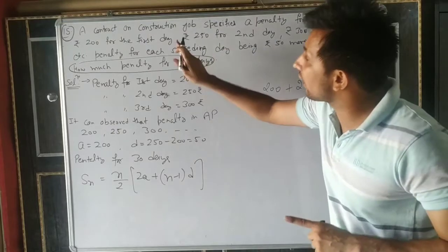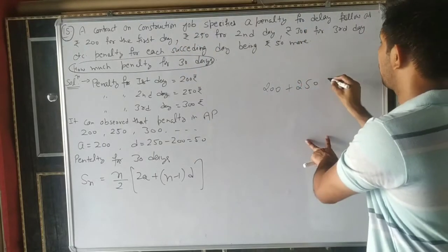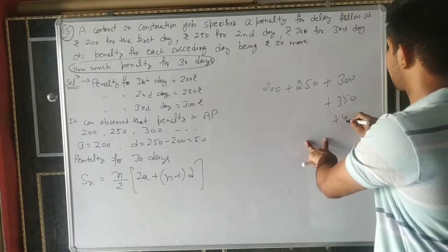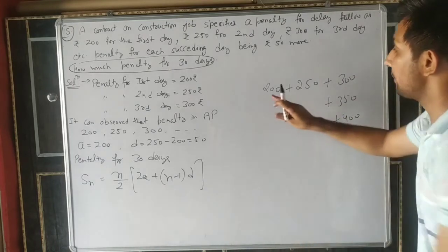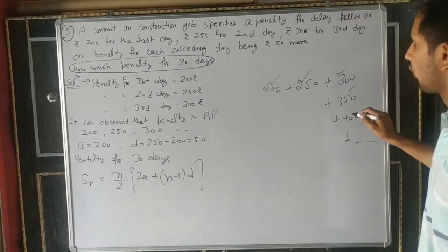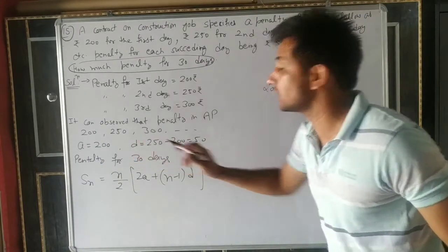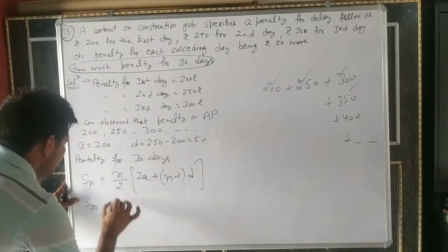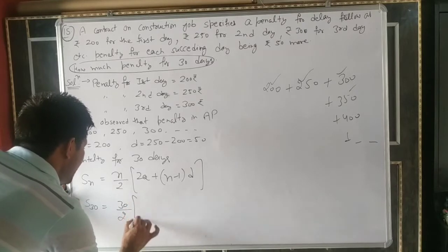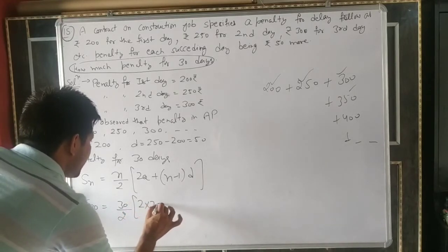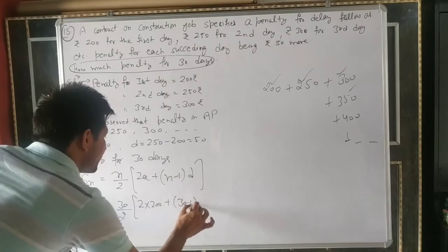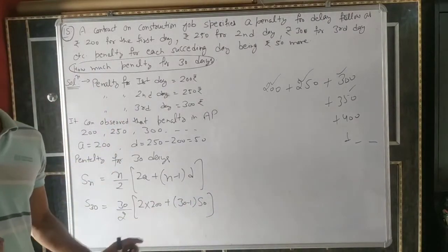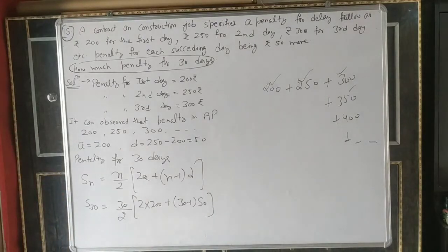No. For the first day 200, second day 250, third 300 plus 350 plus 400, up to how many terms? 30 days. So we will write: we have to find S30, which is 30 divided by 2, into 2 into A, 200, plus 30 minus 1 into D, which is 50. Solve it yourself. It will be your answer. Understand, dear? Please note it down.